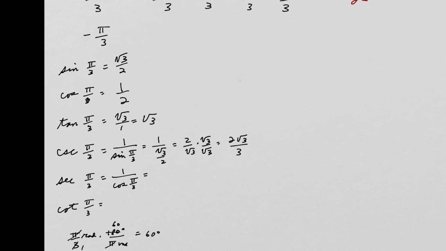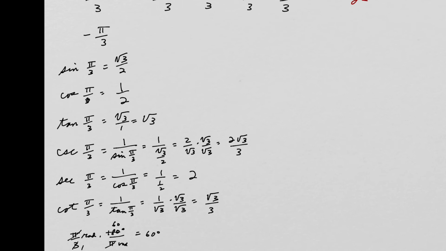So remember, cosine of pi over 3 radians was 1/2. So this is 1 over 1/2, which is the same as 2. And then cotangent is the same as 1 over tangent. And tangent was what? Radical 3. So this is 1 over radical 3. But then if I rationalize, this is going to be radical 3 over 3. Okay, so I have all the trig functions of that reference angle of pi over 3.